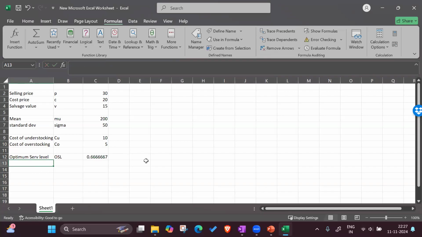Okay. Now, from this, what I can calculate is the Z value. Remember the Z value is (Q star minus mu) by sigma, but Q star is not yet identified. So I can either identify Q star first and then calculate Z, or Z and then calculate this. Let's first calculate Q star, which is the optimum order quantity.